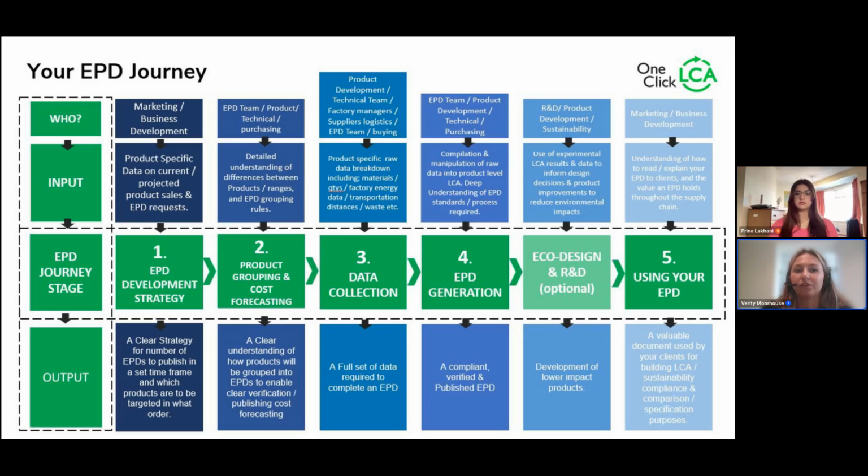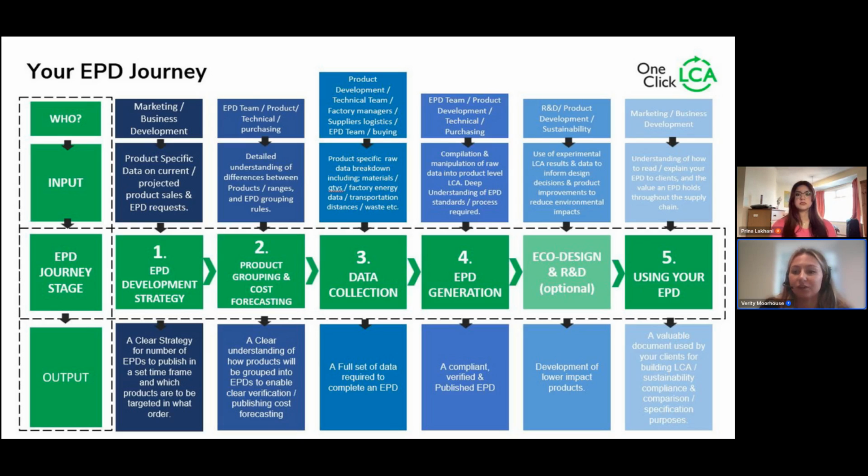The next stage would be to do your product grouping. We can help with this, but hopefully in the training you'd have a good understanding of all the rules around averaging and scaling, etc. It's about understanding the differences between your products. Normally this would be a technical team or an EPD team. Understanding the differences and similarities between your products and deciding if you want to group them or keep them separate. This can also have an advantage for forecasting costs. If you know roughly how many EPDs you're going to publish and whether they're going to be averaged or not, you can have a good idea of how much they're going to cost to verify and publish.